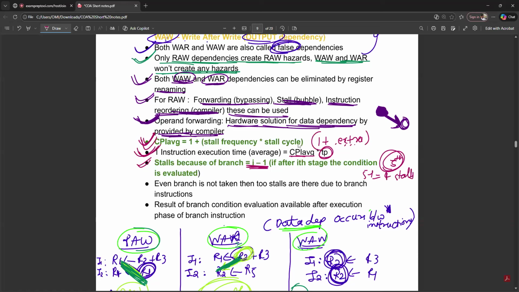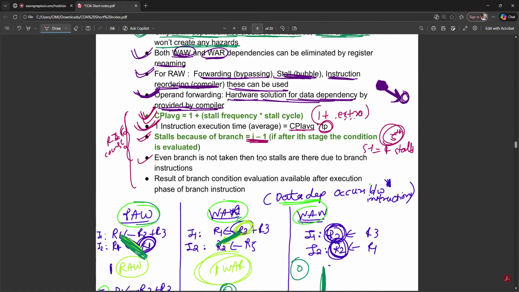Okay. I have also covered this type of questions in the course. Please see it if you haven't. Even if the branch is not taken, two stalls are there due to the branch instruction, right? Even if the branch is not taken, stalls are there, because to get to know whether it is a branch or not, stalls are required.